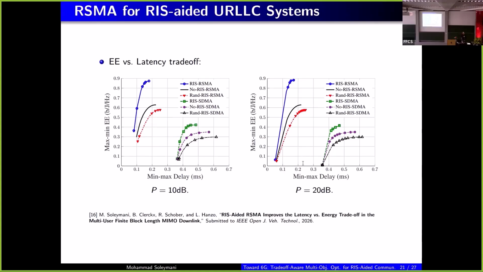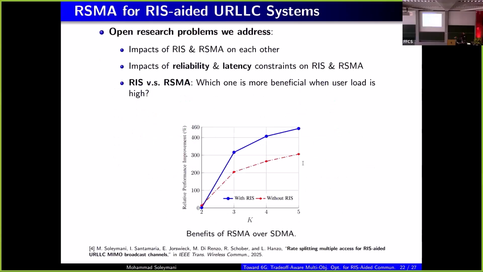So the interference level is high. Then SDMA in combination with RIS cannot handle this interference. One other figure that is also from this paper shows the impact of RIS and RSMA on each other. Whenever you have RSMA, as the number of users grows, you would have higher benefits achieved by RSMA. But what is more interesting is the impact of RIS. You can see a synergy here.